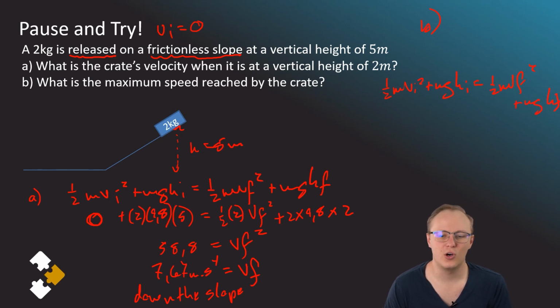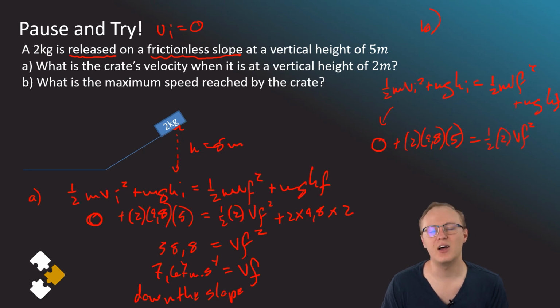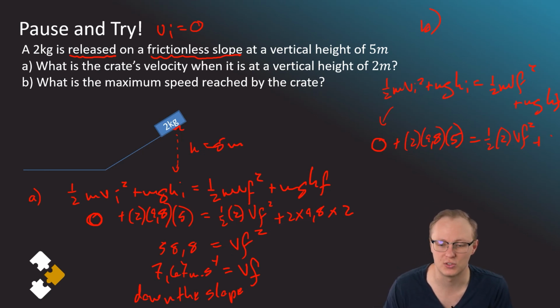Okay. And now the half mvi squared, we know at the start the velocity was 0, so this whole thing is 0. And then we've got the same thing, 2 times the 9.8 times the 5, right? And now that's going to be equal to, and now we're trying to find the maximum speed, right? So the Vf is still going to be what's missing, as it was in the previous one. So half times 2 times Vf squared, but now when the speed is at a maximum, the mgh, the gravitational potential energy, has to be 0. So this is going to be plus 0.